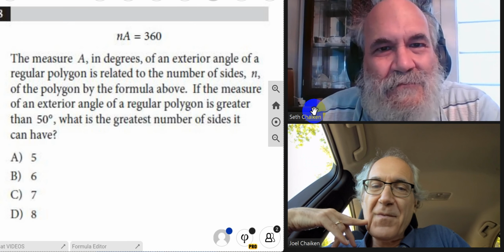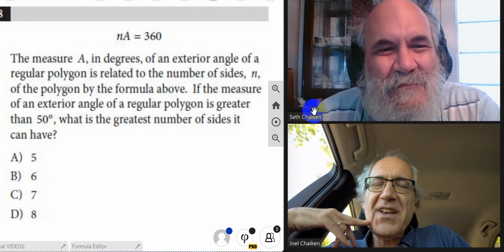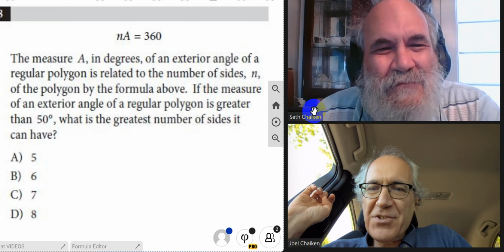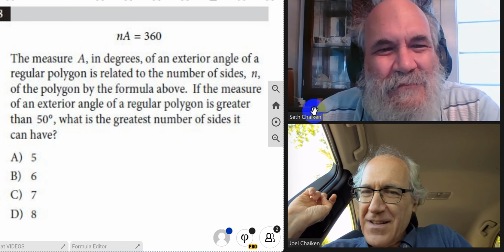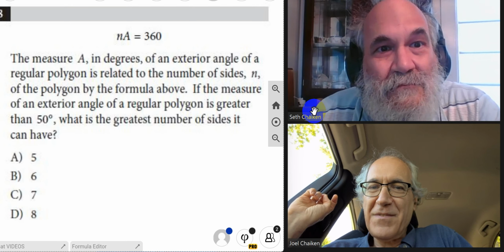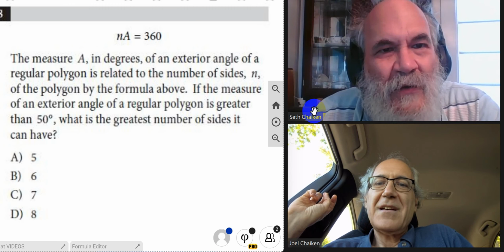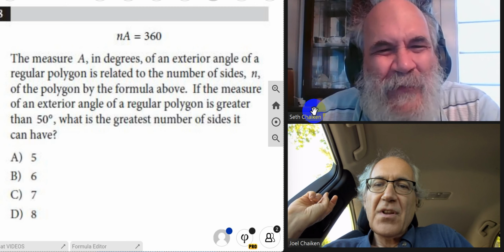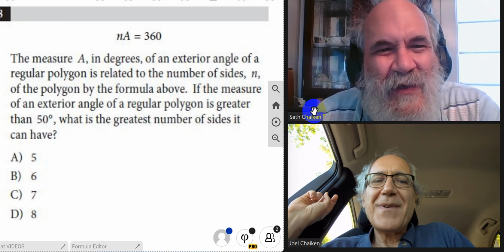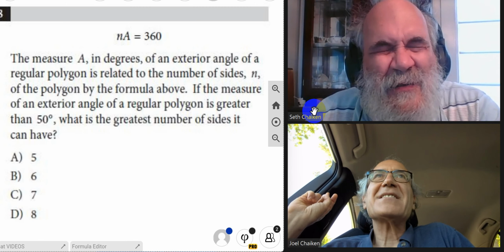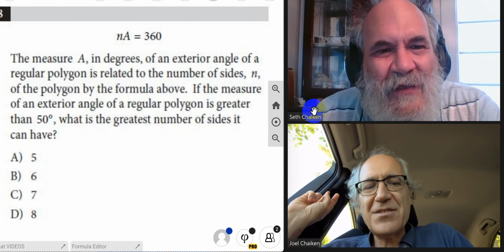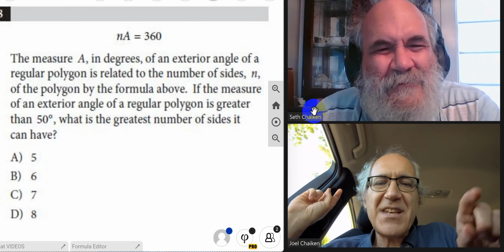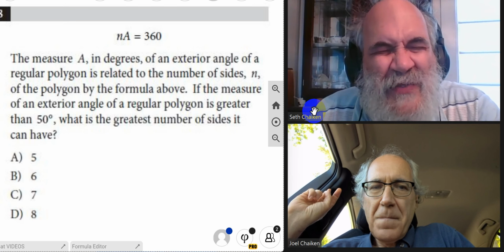I know from geometry, though, the sum of all the exterior angles of a polygon is 360. It's a weird formula: n times A? Wait, it's related to the number of sides. Well, it's a regular polygon, so all the exterior angles are equal. Oh, right. That's right. The sum of all of the exterior angles is 360, which means that the number of sides times each one is 360. Got it. Which is what that formula says.